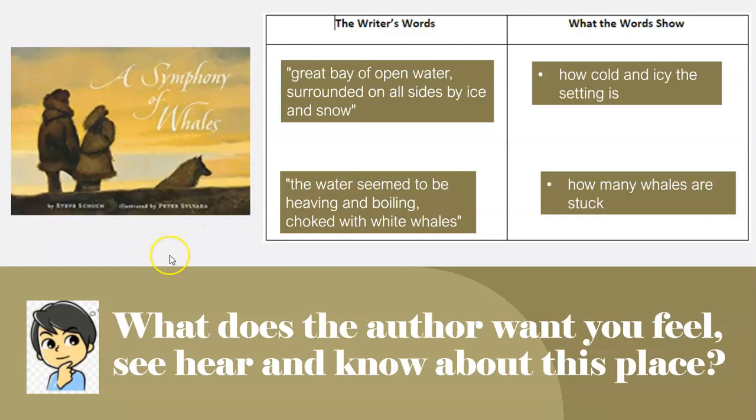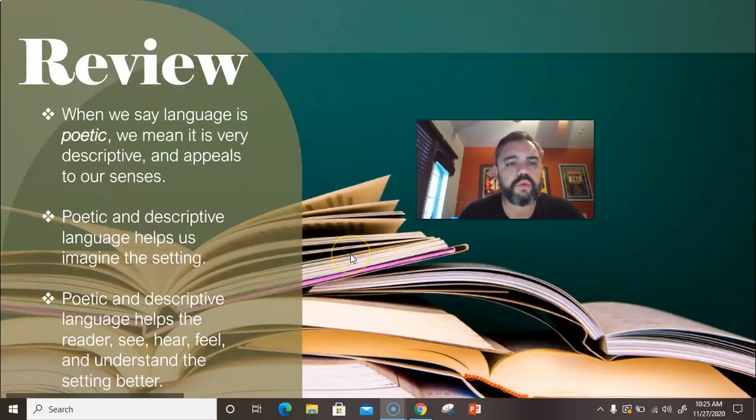All right. So we can see really how the author is using a lot of descriptive language to appeal to our senses. Now that we've seen some examples, let's go on to a review, and then we'll have an activity for you all to try. So as a review, when we say language is poetic, we mean it is very descriptive and appeals to our senses. Poetic and descriptive language helps us imagine the setting to better help us understand it, and helps the reader see, hear, feel, and understand the setting better. Right?